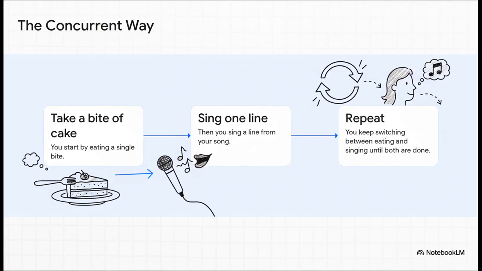Now, the concurrent way is like one person switching back and forth. You take a bite of cake, then you sing a line of the song. Take another bite, sing another line. You keep switching until both the cake and the song are finished. You're making progress on both, just not at the same time.